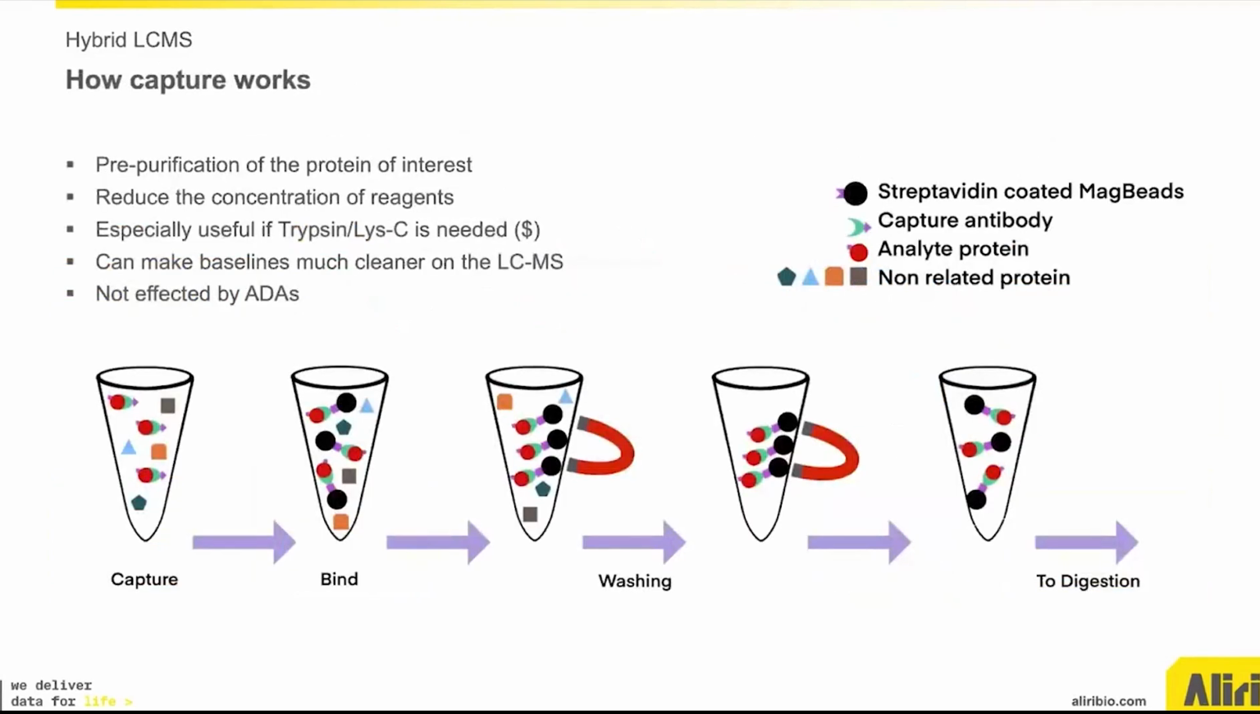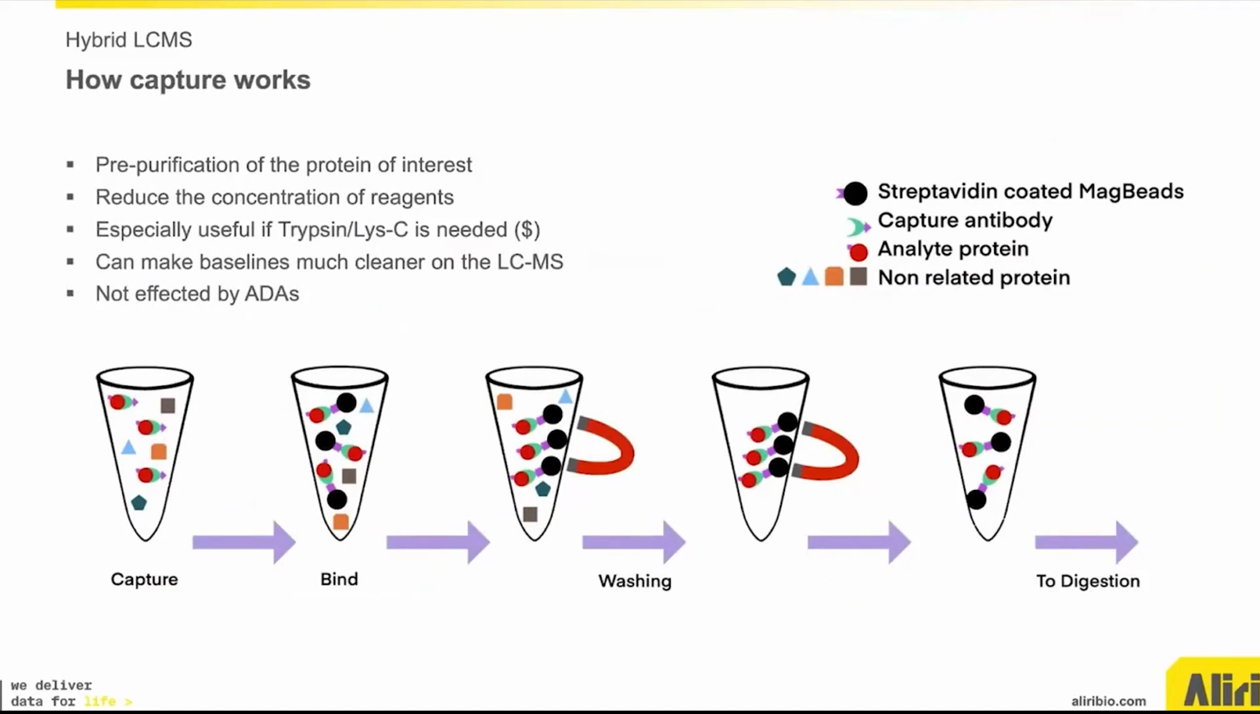Overall, the capture provides several advantages. One is that it allows for a pre-purification of the protein of interest, which allows you to get rid of a lot of that extra biological material. This also results in a significant concentration of your analyte of interest, which allows you to put more sample on column when you get to the LCMS and allows you to get to a lower LLOQ.